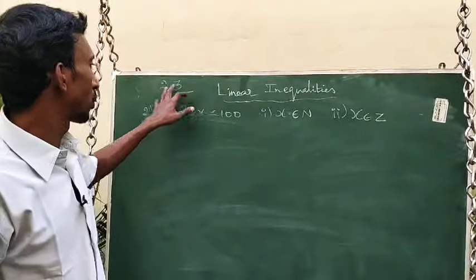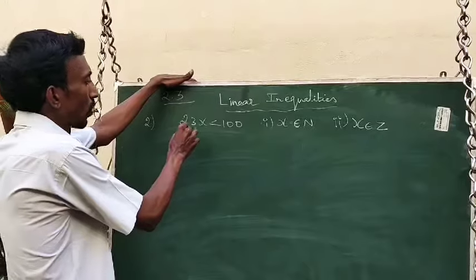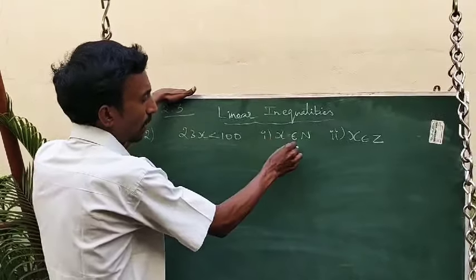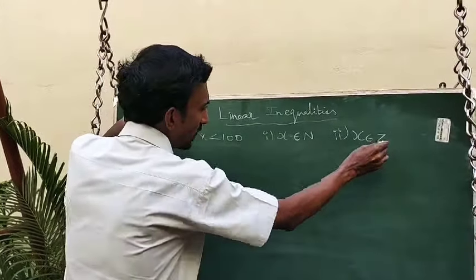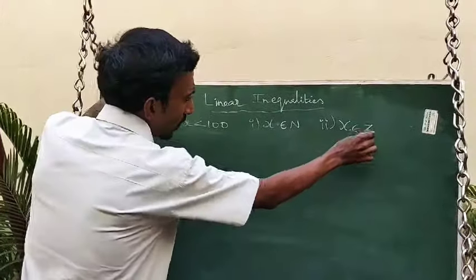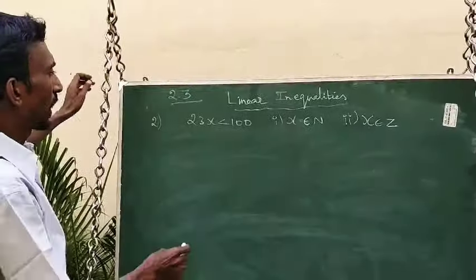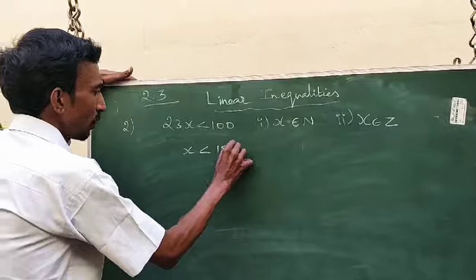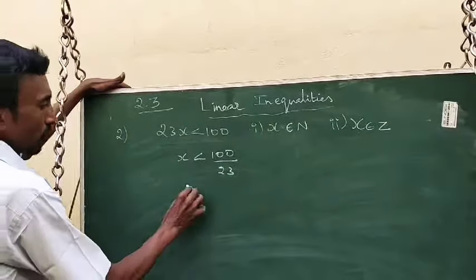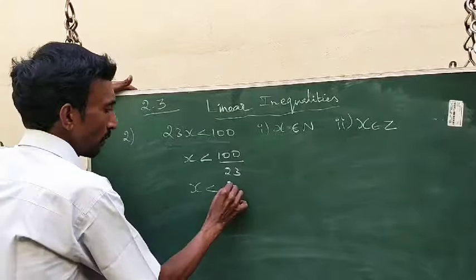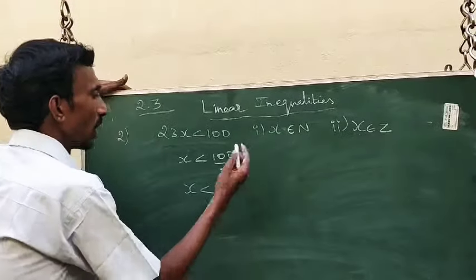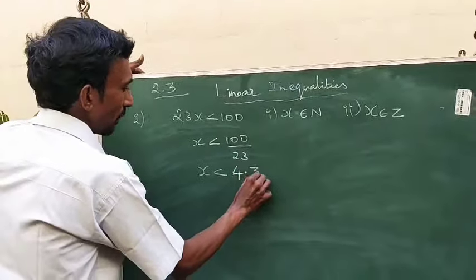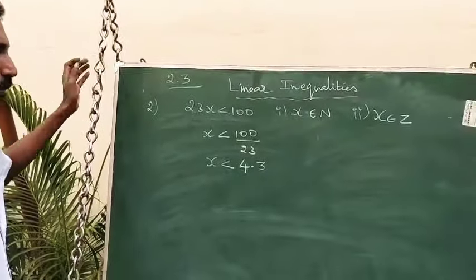Question number 2 in exercise 2.3. The question is: solve 23x less than 100 when x is a natural number. Second subdivision: when x is an integer. Natural number means N, integer means Z. I have written it shortly. So look here: x less than 100 by 23. So x is less than 4 point something. The remainder is about 3 tenths, so x is less than 4.3.